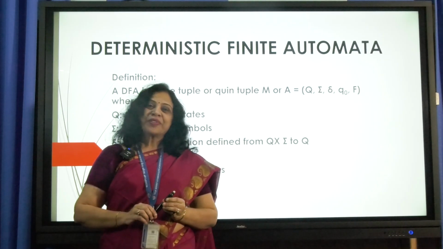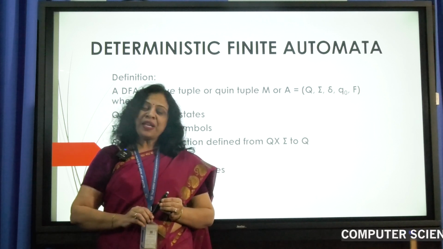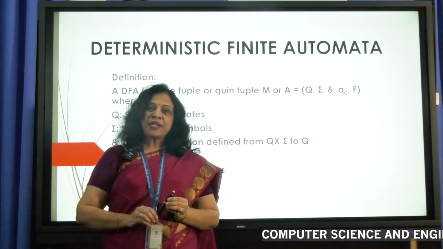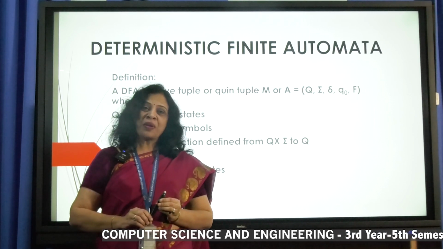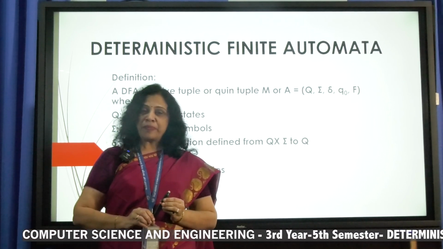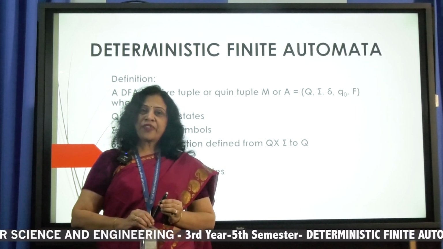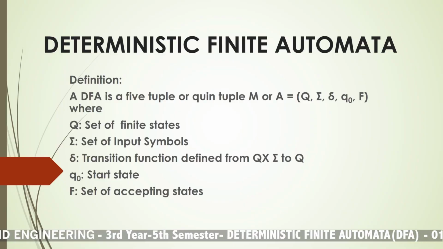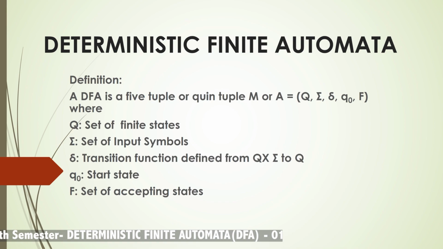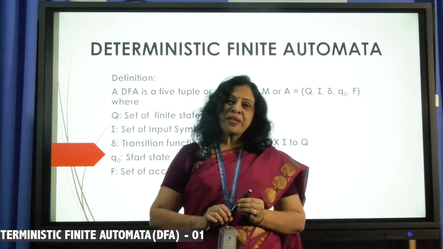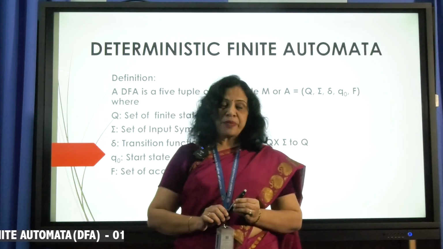Hello students, welcome back. Today let's discuss Deterministic Finite Automata or DFA. It is also called DFSM, meaning Deterministic Finite State Machine. Before we get into the definition, let's know what an automata is. An automata is a state machine.